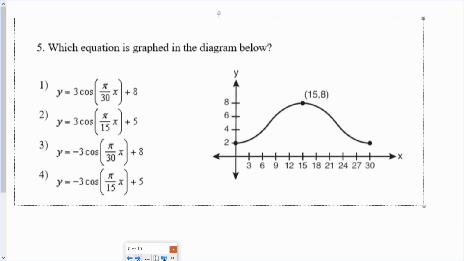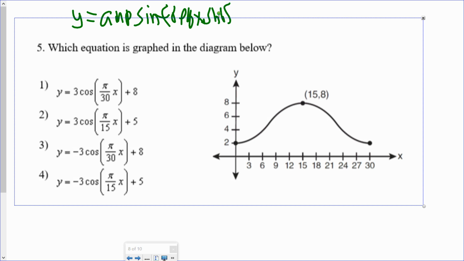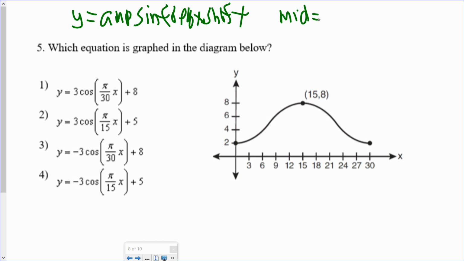Now we're going to go in the opposite direction. We're going to write the equation given the graphs. So again, it's y equals amp sine freq x shift. Always start with the midline. The midline helps you find everything else. And the midline is the min plus the max over 2. So my min and my max are 2 and 8.